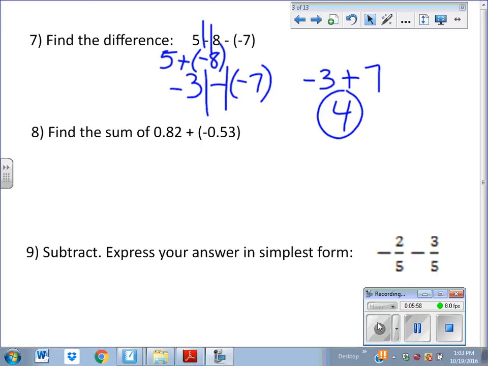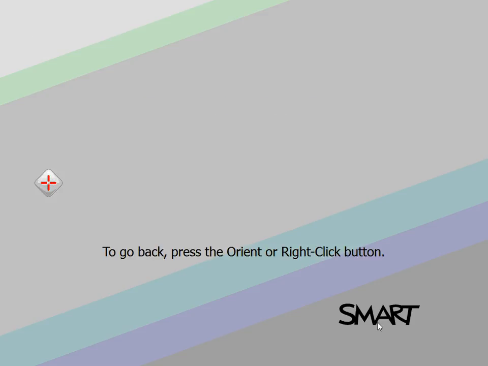Alright, number 8, find the sum. 0.82 plus negative 0.53. So we're adding decimals. So I'm already thinking of my rules for adding and subtracting decimals. I know I need to line them up. But one of them is positive and one of them is negative. So you're going to keep the sign of the larger one. So our answer is going to be positive. And then I'm going to subtract. Add a positive and negative number. Keep the sign of the larger number, and you subtract.